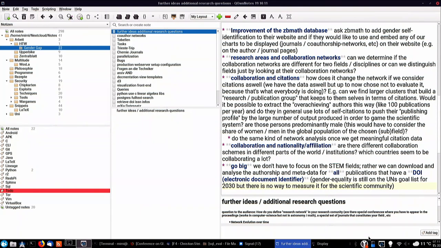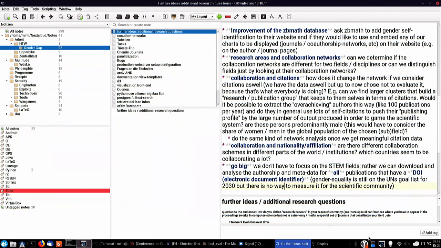Then we could also add the affiliation or nationality information to these collaboration networks, and then we could see if this is different for different parts of the world, for example, or even, if we have good data, we can go to the institution level and take a look at how it looks there. Or we can go a step higher to the country level and take a look at which countries seem to be collaborating a lot and which countries don't collaborate at all.